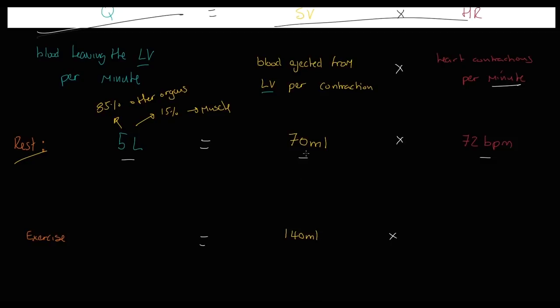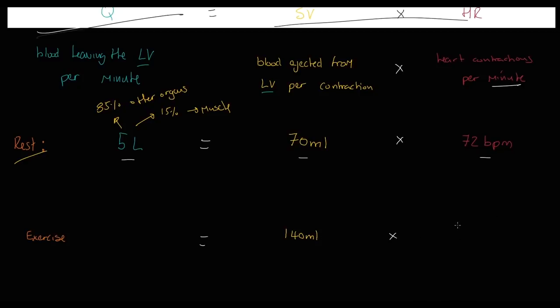Now, I'd encourage you to think, if we follow the principle of the all or none law, how can it be that the heart ejects more blood per contraction than at rest? Because remember, at rest, your heart is still going at full power. So you might want to reflect on how it is that we get more blood out, and I'll come back to that point in a few moments' time.